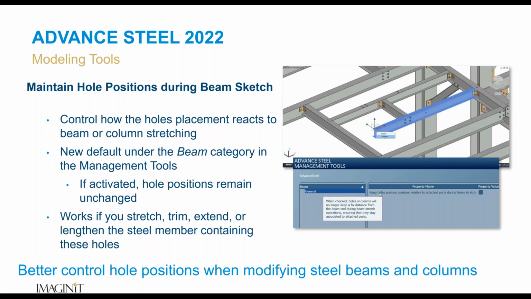The main hole positioning during beam sketch would also be considered column sketches, if you will. In the past, in other words, 2021 and down, when you were stretching out the beams or the columns, doing anything to lengthen that, what was happening is your holes were kind of moving with it. So now we have a default functionality to say keep those in place, or maintain that information.